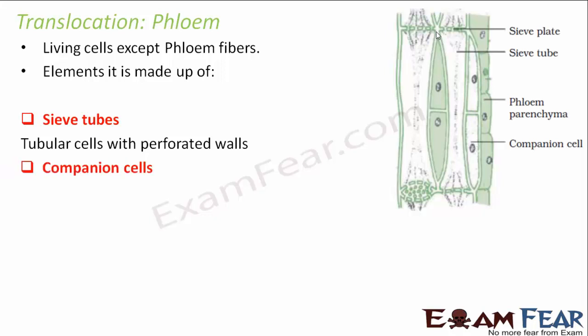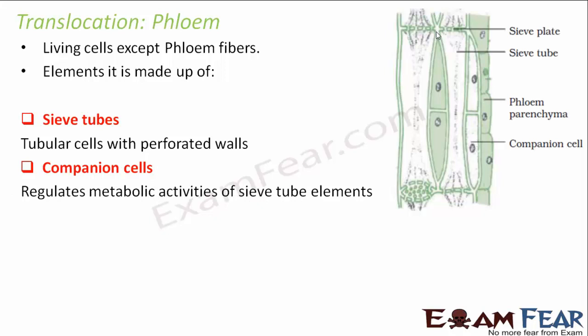The sieve tubes are accompanied by the companion cells. The word companion means a friend, somebody who accompanies. So these companion cells actually accompany the sieve tubes. What do they do? They regulate the metabolic activities of the sieve tube elements. So here you can see, this is the sieve tube, this is the sieve plate with perforations, and these are the companion cells. So the companion cells are kind of supporting the sieve tubes. Now these sieve tubes along with the companion cells are mainly used for conduction.